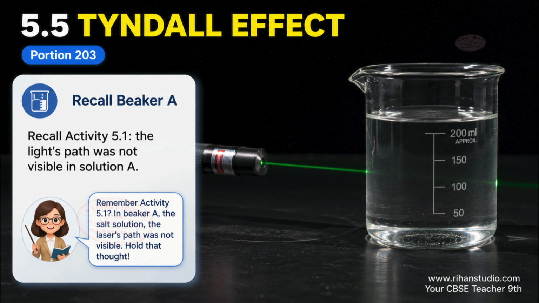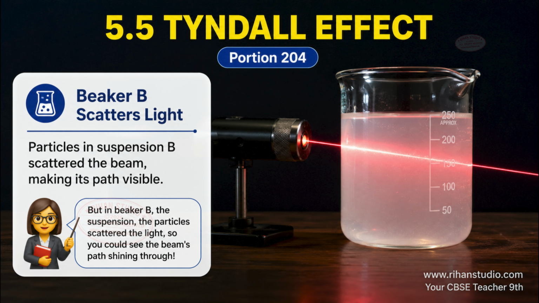Sneaky. Tyndall effect. Recall activity 5.1. The light's path was not visible in solution A. Remember activity 5.1? In beaker A, the salt solution, the laser's path was not visible. Hold that thought. Particles in suspension B scattered the beam, making its path visible. In beaker B, the suspension, the particles scattered the light so you could see the beam's path shining through.